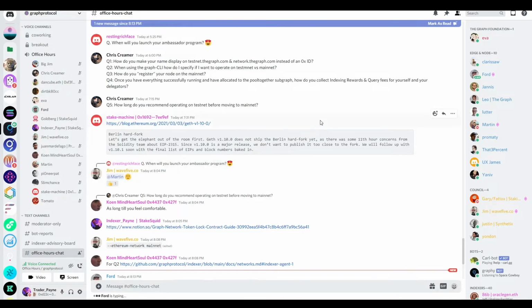Yep, confirming that. The testnet is now like a development net, so we'll be using that to test any updates to the protocol or contracts or indexer components, and then provide a testing ground for you all to test out your infrastructure.